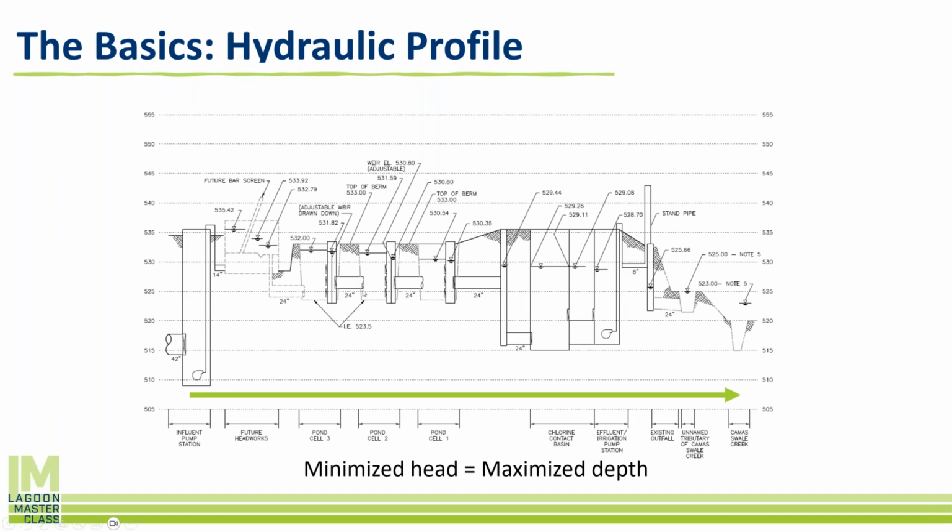So designing in low head loss transfer structures is important to maximize the depth of each subsequent lagoon across the continuum. And this hydraulic profile is done from the lagoons through chlorine contact, effluent irrigation pump stations, and other chambers as you go out the back end. But the point being, the water level starts high and ends up low at the end at discharge.